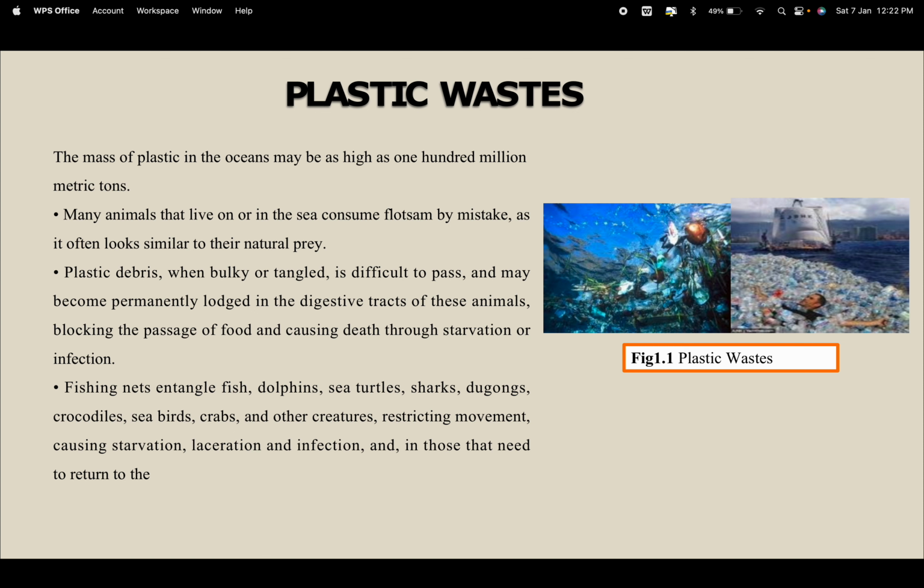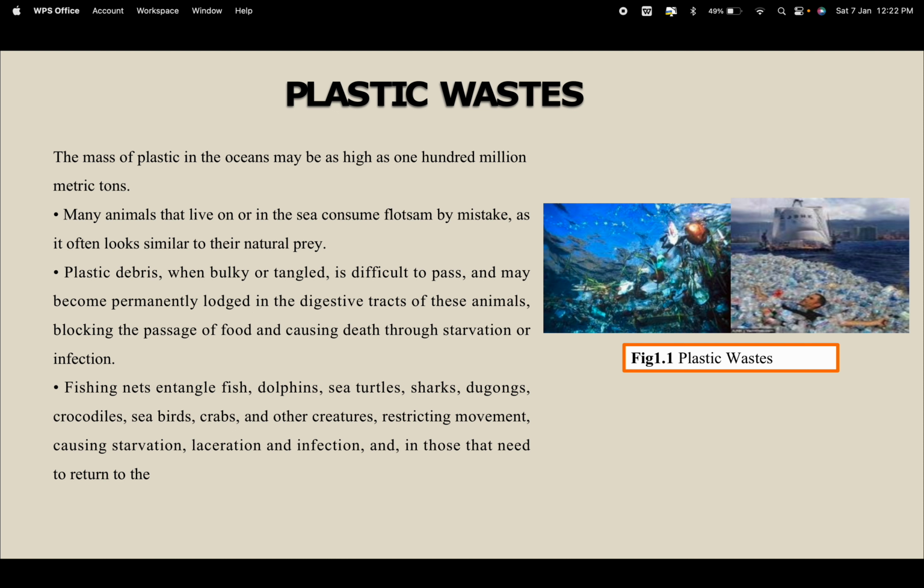Plastic waste. The mass of plastic in the ocean may be as high as 100 million tons. Mammals that live on or in the sea consume flotsam by mistake, as it often looks similar to their natural prey. Plastic debris, when bulky or tangled, is difficult to pass, and many pieces become permanently lodged in the digestive tracts of these animals, blocking the passage of food and causing death through starvation or infection.